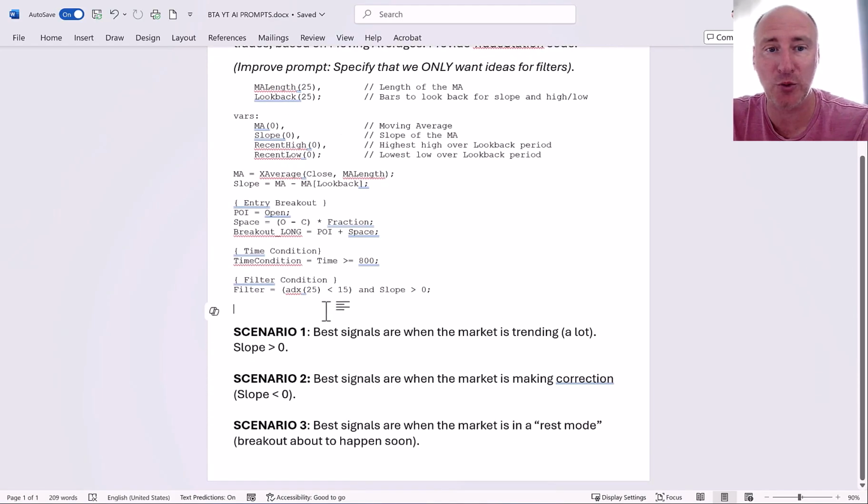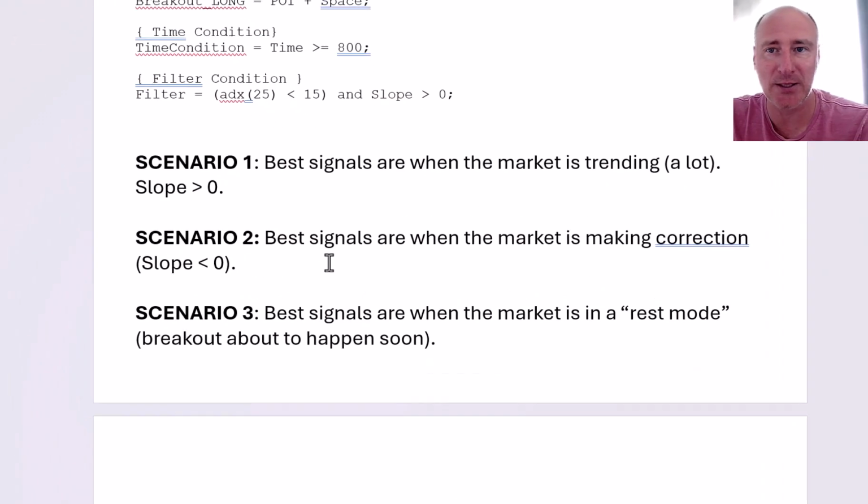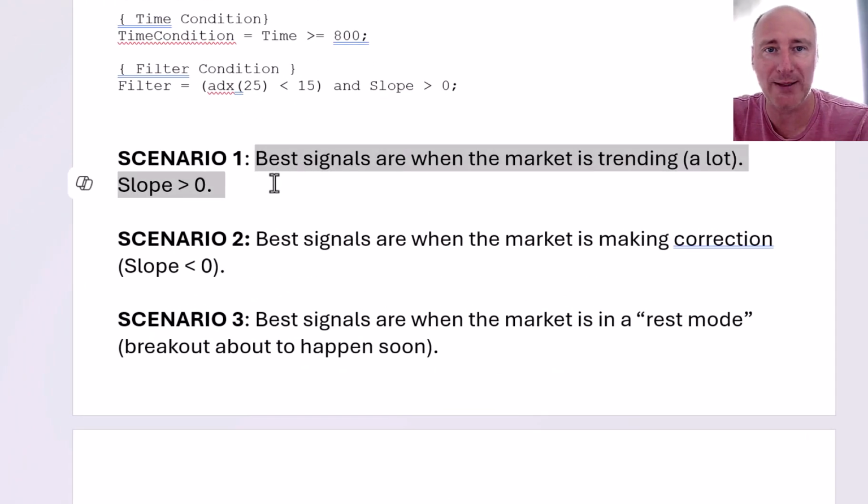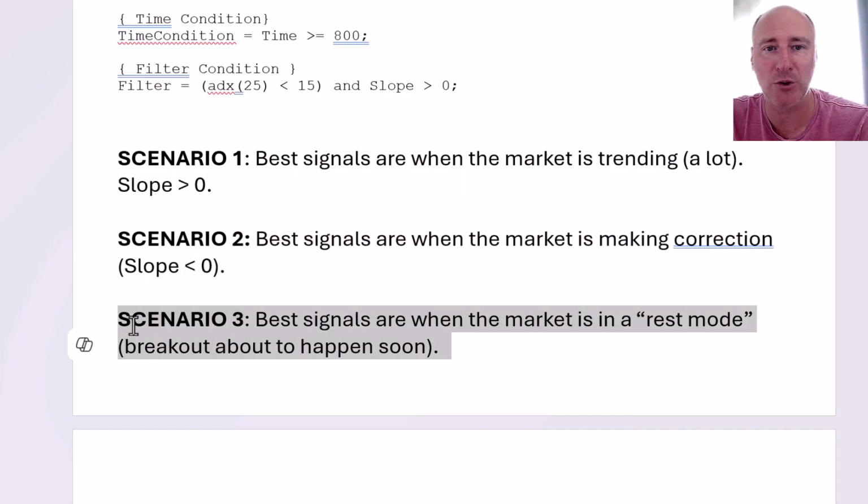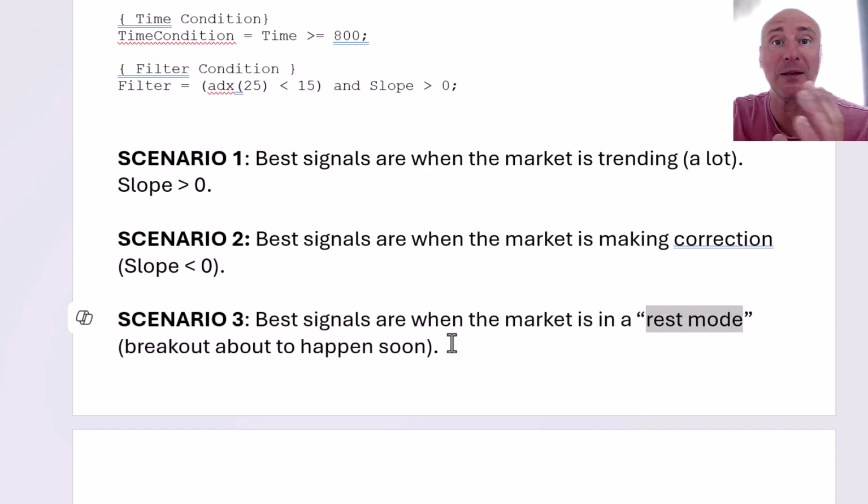So what we're going to do, we're going to use these 3 scenarios. In scenario 1, we will only take signals if the slope is positive, and we will also test some higher values like 10 or 20. The second one, we will only test if the slope is negative, also with some values, but then we will also test the rest mode, if the market is somewhere between these slopes.